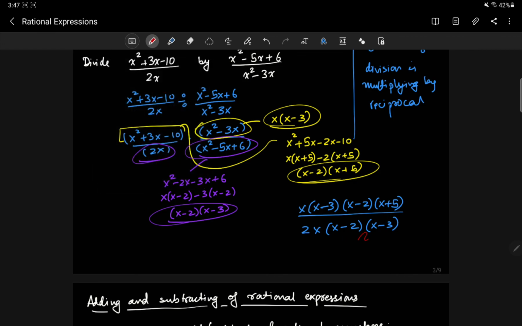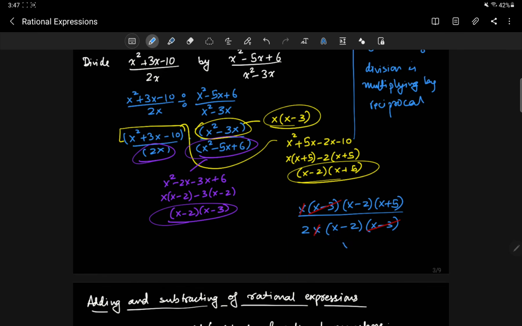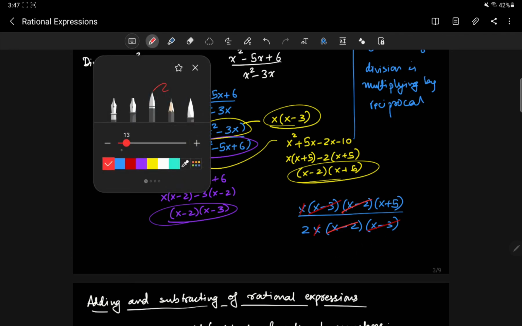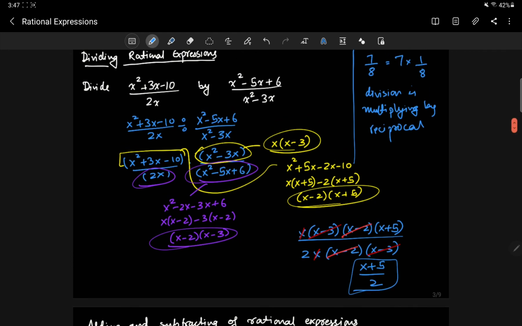And then things can be cancelled out. So x - 3 cancels out, x cancels out. And you're left with your simplified version, which is (x - 2) times (x + 5)... I forgot to cancel x - 2. So it's actually even better, meaning we have even fewer terms. So it is just (x + 5)/2. So in fact, this whole division ends up becoming a linear function.